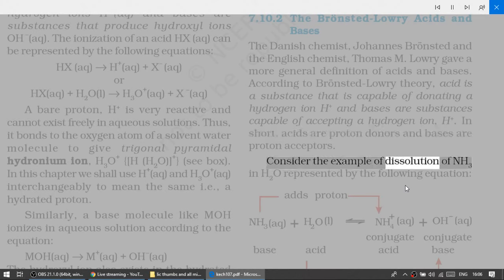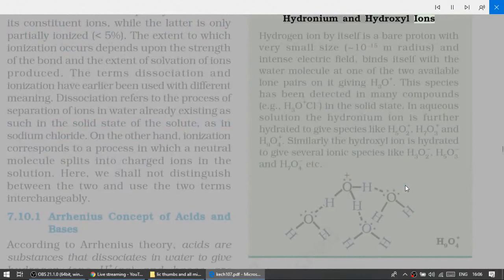Consider the example of dissolution of NH3 in H2O, which gives hydronium and hydroxyl ions. Hydrogen ion by itself is a bare proton with very small size, about 10^-15 m radius, and intense electric field, so it binds itself with the water molecule at one of the two available lone pairs on it, giving H3O+. This species has been detected in many compounds, e.g., H3O+Cl-, in the solid state.